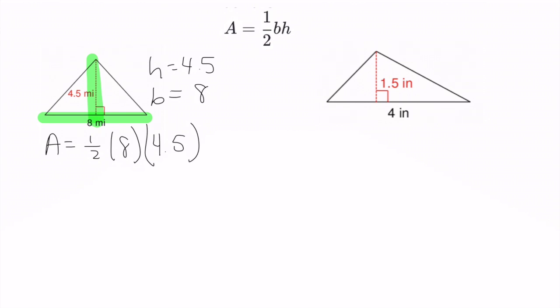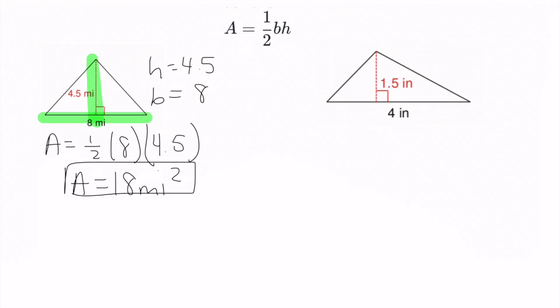And you can plug that into your calculator. If you don't want to type in the fraction, you can also use 0.5, which is half as a decimal, just to make it a little easier to type in. So you get an area of 18 miles squared.